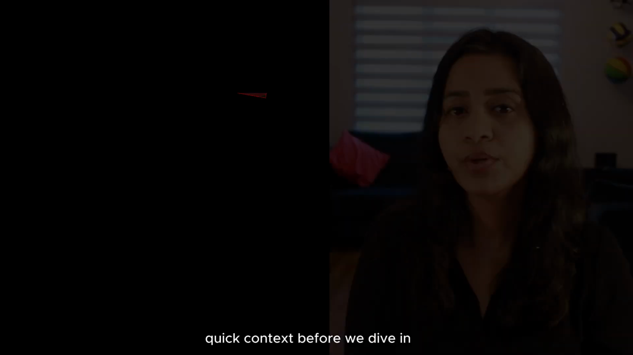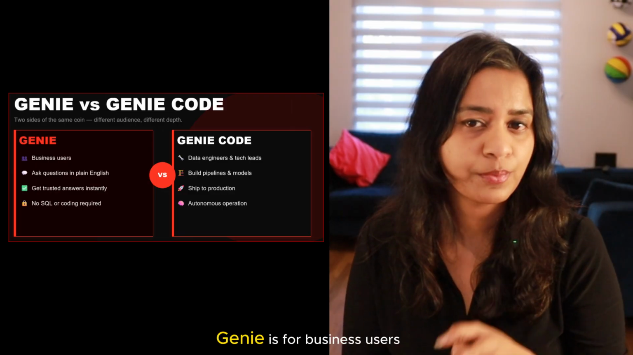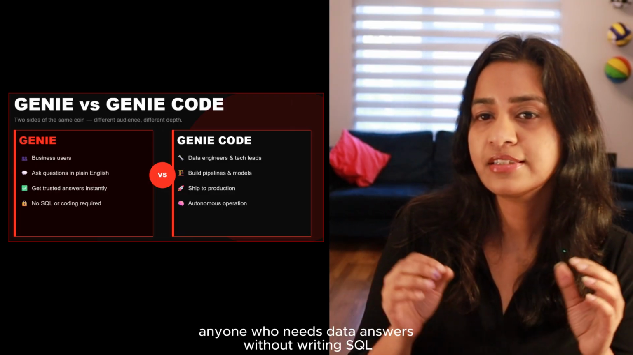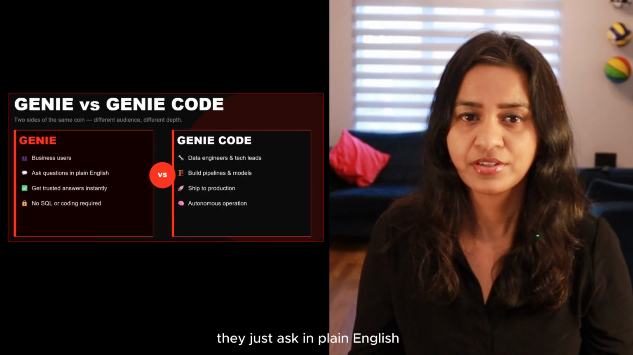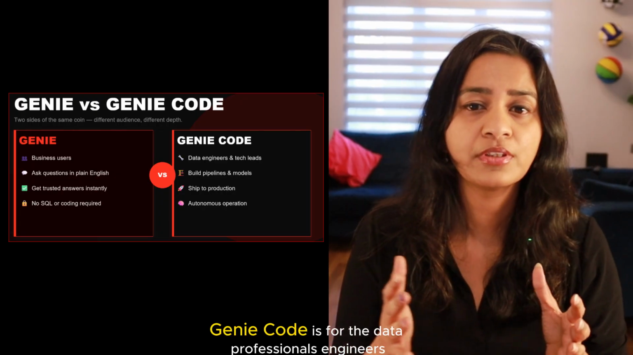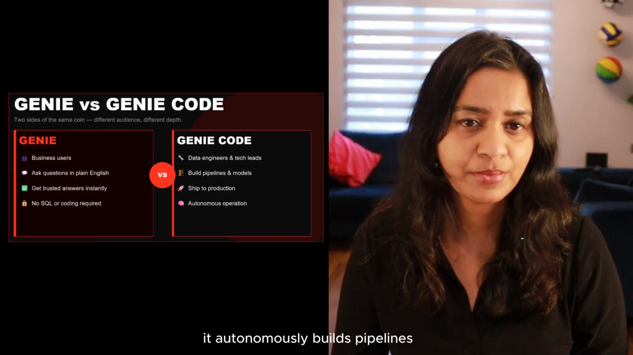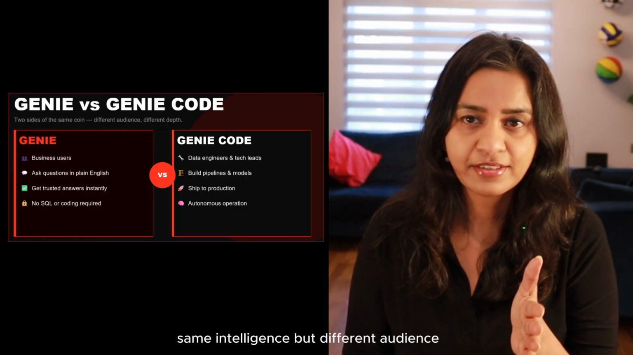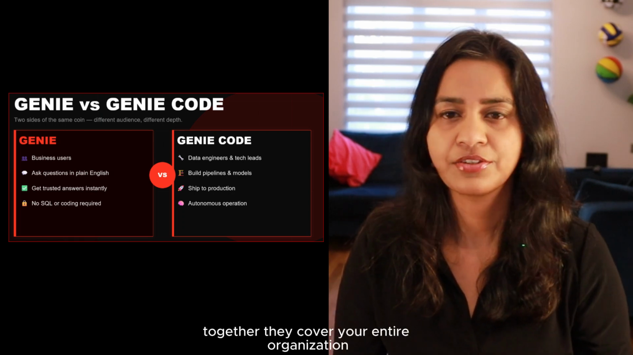So let's go. Quick context before we dive in, because these two often get confused. Genie is for business users, analysts, managers, and stakeholders. Anyone who needs data answers without writing SQL. They just ask in plain English and get trusted answers instantly. Genie Code is for the data professionals, engineers, scientists, and tech leads. It autonomously builds pipelines, trains models, and ships production systems. Same intelligence, but a different audience. Together, they cover your entire organization.